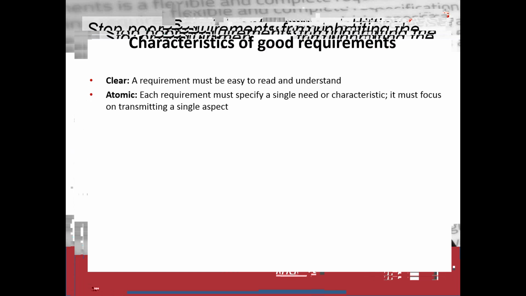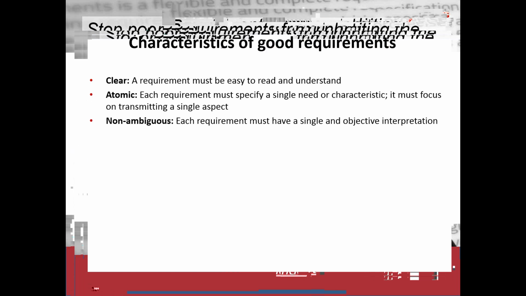Also, the requirement must be atomic, meaning that it must specify a single need or characteristic. It must focus on just a single aspect. It's really common that we start writing a requirement and we gather different ideas into the same requirement. The system must do this and also do this other thing. I don't know, the system must manage suppliers, manage providers, and also generate reports. That's cool, but those are two different requirements that we have to take into account and be careful with.